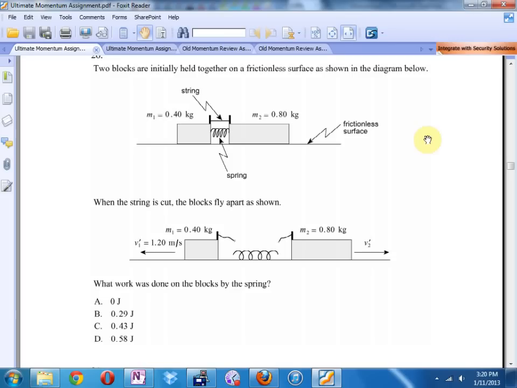I'm just going to say I like the question because it combines two units. Although there is going to be one question where I ask you to take something that you found with the momentum and do something with energies. Okay?